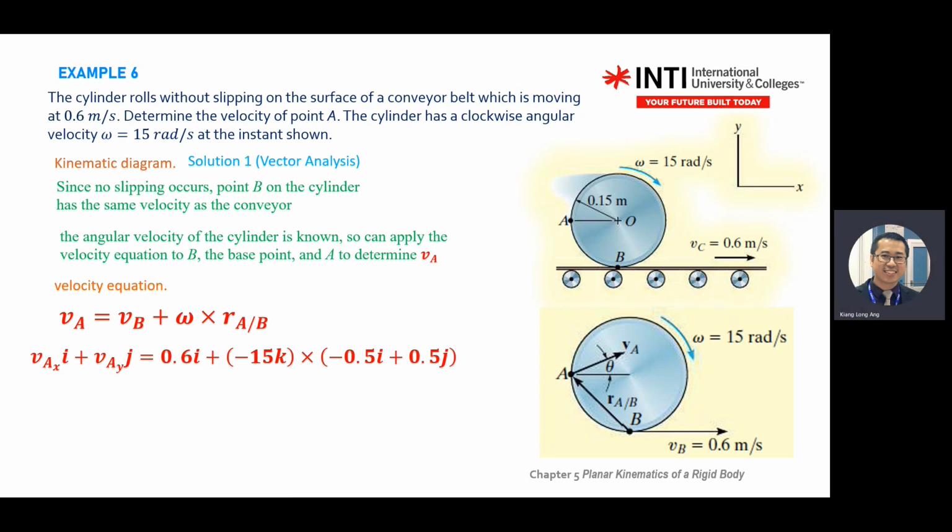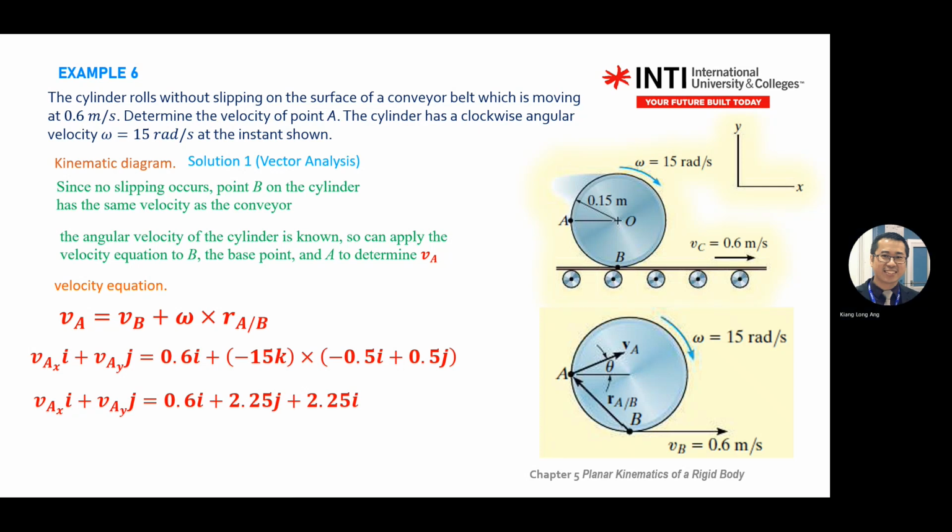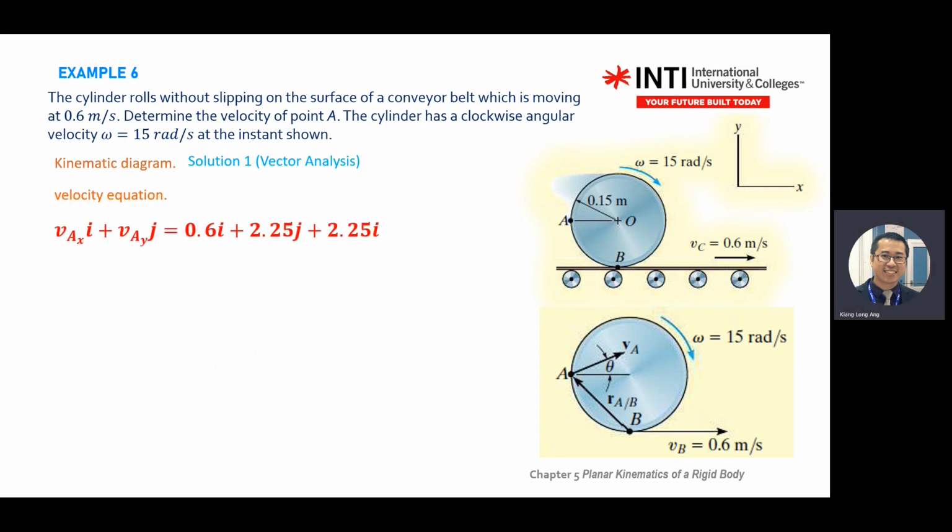So you do calculation. K cross J, you get negative. Then K cross I, you get positive J. K cross J, you get I. Here, you group I with I with I, then you get your VAX. You group J with J, then you get your VAY. So you have X and Y.